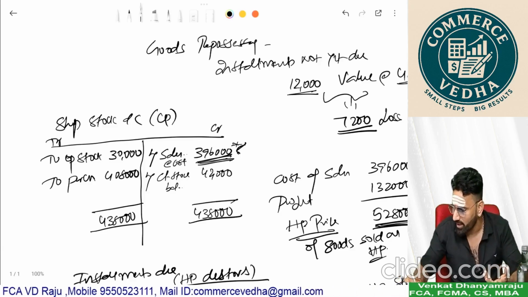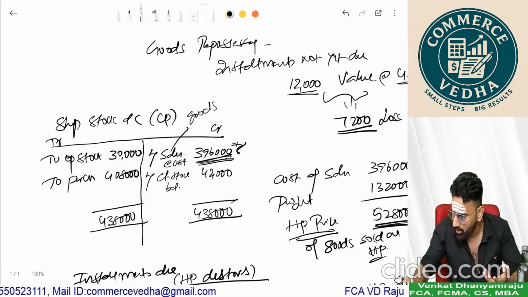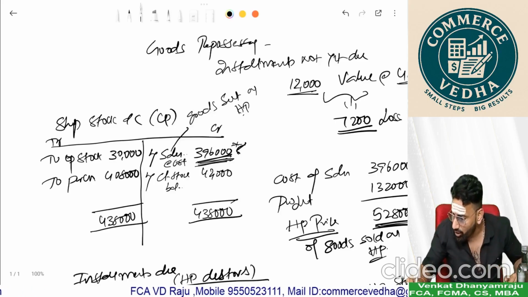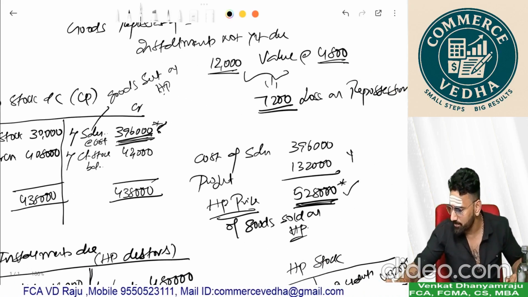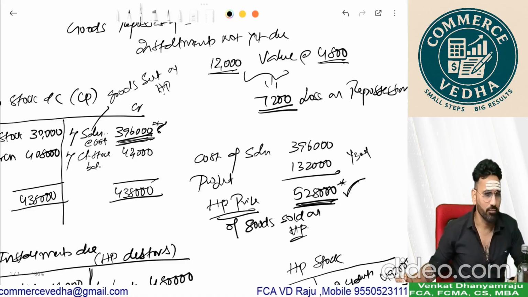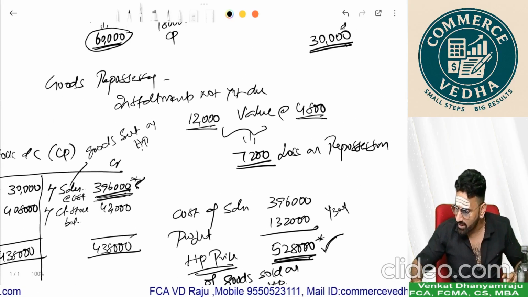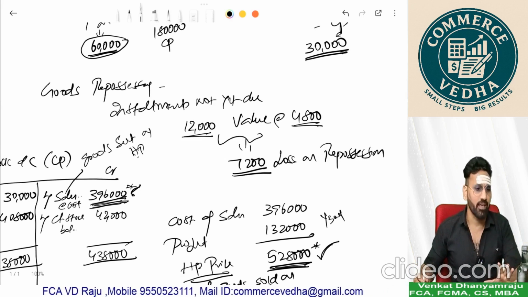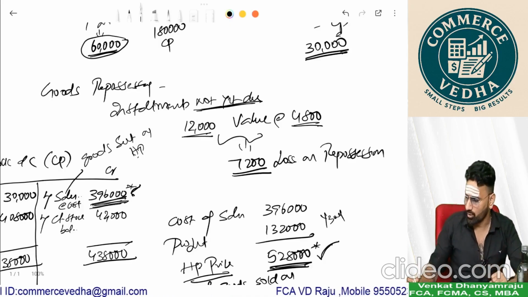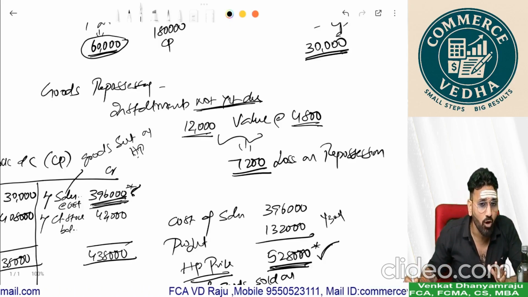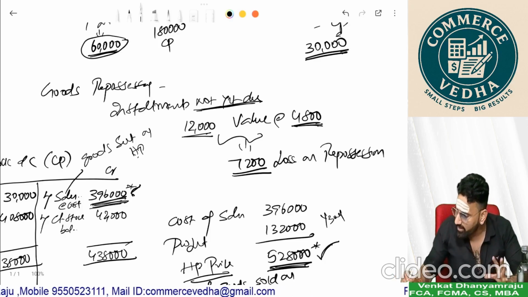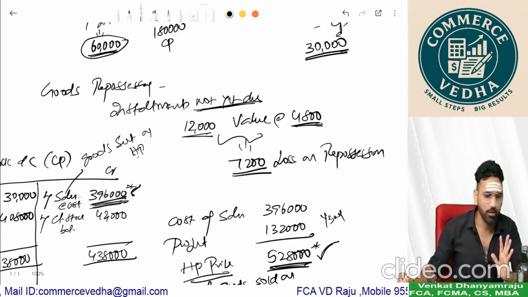I can call this sales goods sent on hire purchase. But this is the cost price, so I need to add one third to identify my hire purchase price of the goods sent. That is done. And the third thing I did is goods repossessed, which is from the installments not yet due. So 12,000 is the value of the installments, but they are evaluated at 4,800. Hence, 7,200 is the loss on repossession.